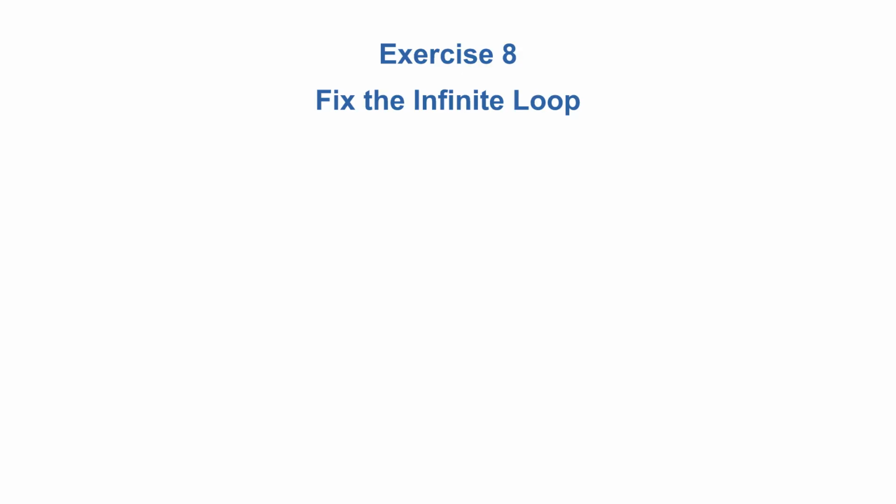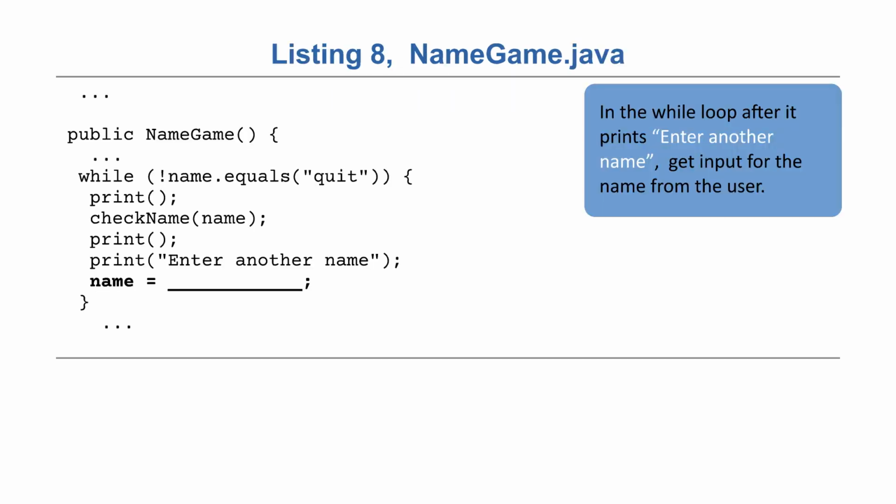Exercise 8. Fix the infinite loop. In the while loop, after it prints enter another name, get input for the name from the user. Run it. What happened? It should print the response to each name only once and should now pause to wait for the user to enter another name.